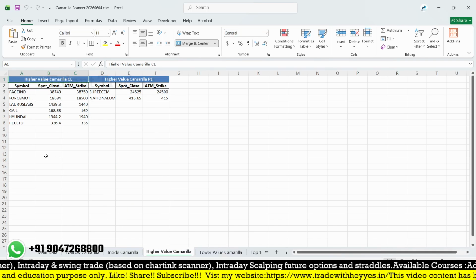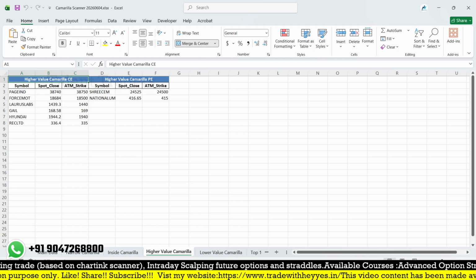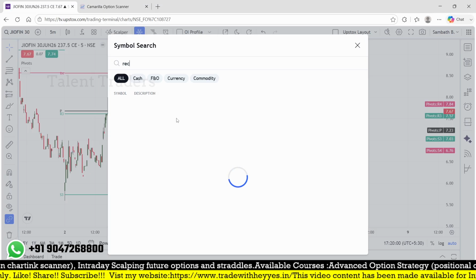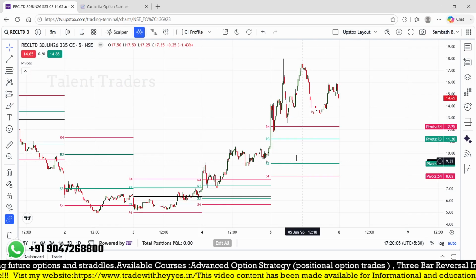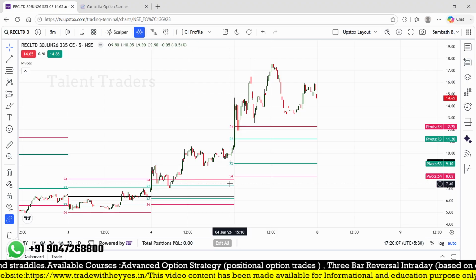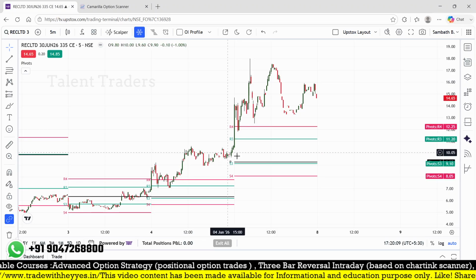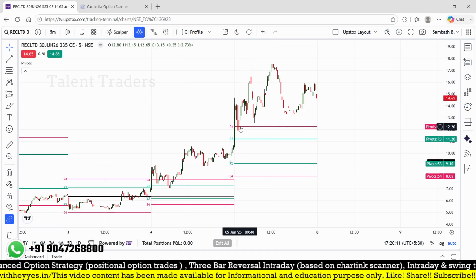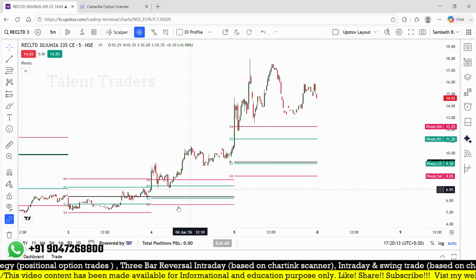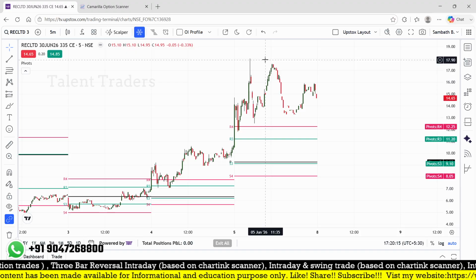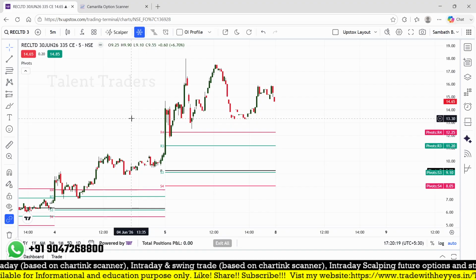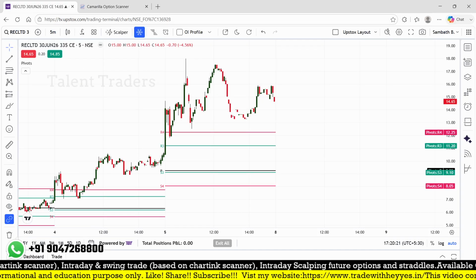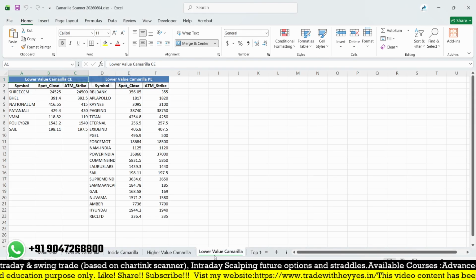Let me check any one example. REC 335. I think today morning that moved slightly positive. I saw that in an intraday scanner. You can look at this. It is entirely greater than the previous day. The first candle itself started big and took R4 support around 12, and it went to 17, then closed at 14. So here we can use it as an R4 higher value example.